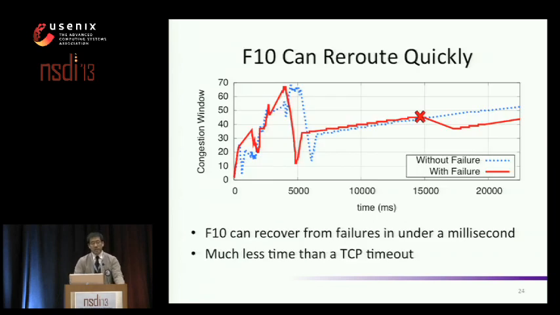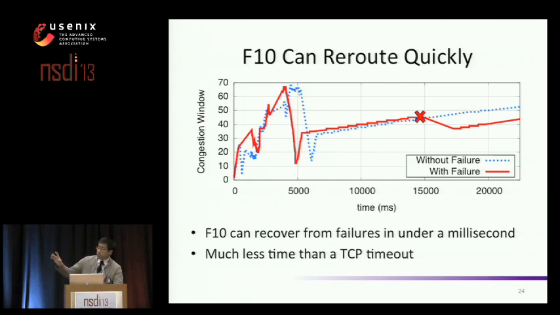And so to show that F10 can reroute quickly, we ran a Linux TCP stream over our Emulab testbed and induced a failure on the downward half of the path. We looked at the congestion window size of the sender in order to get a sense of how quickly F10 recovers from failures and what that actually means for an end host that's using a failed path.